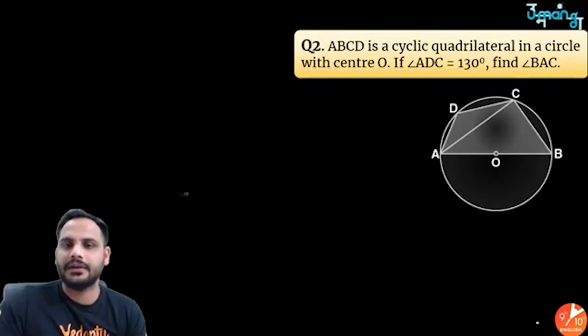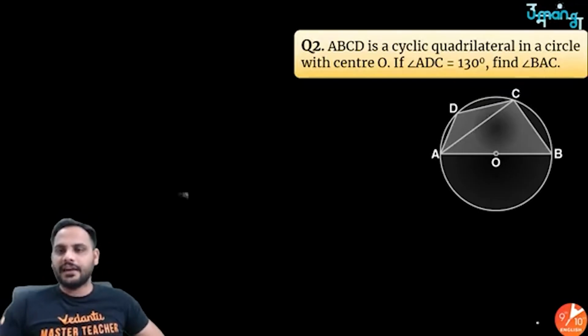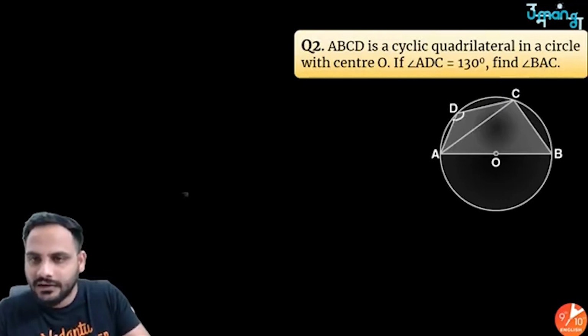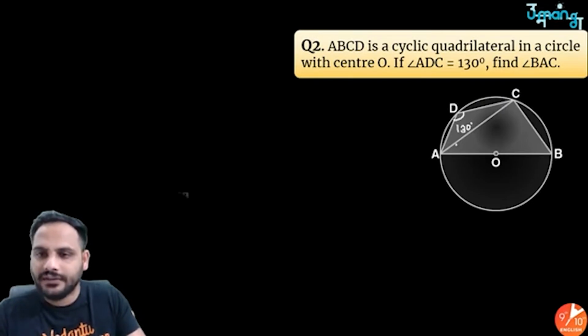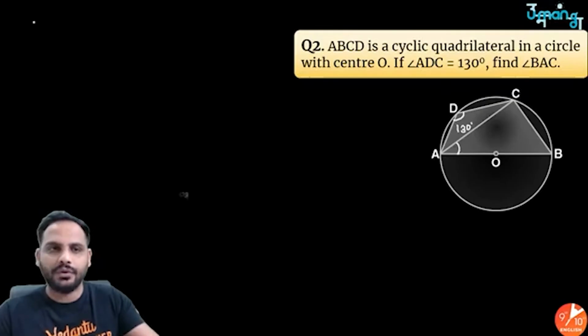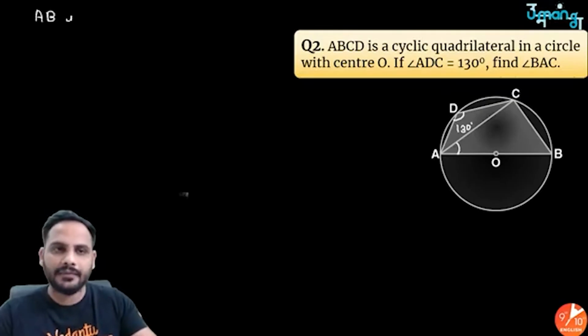125 degrees. Next question. ABCD is a cyclic quadrilateral with center O. If angle ADC is equal to 130 degrees, find angle BAC. This angle we need to find out. You can clearly see they have shown ABCD is a cyclic quadrilateral. So AB is a diameter.